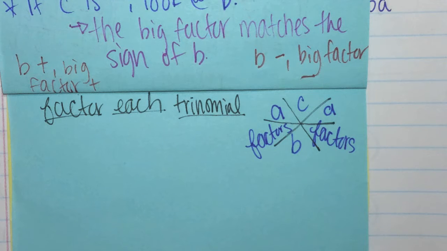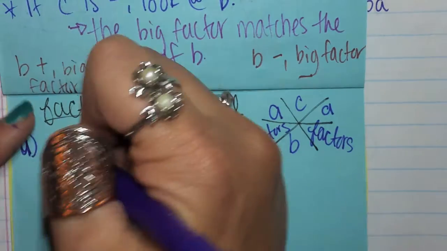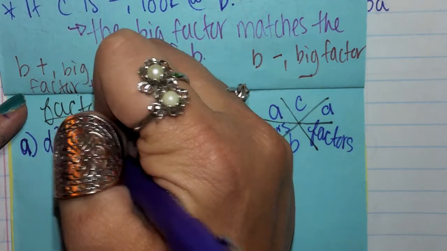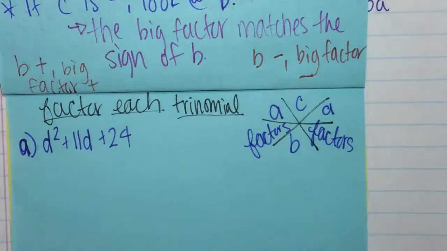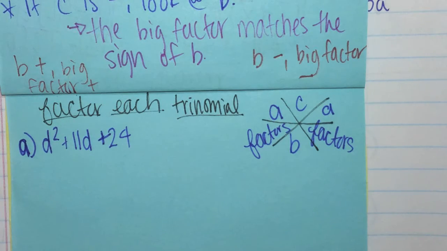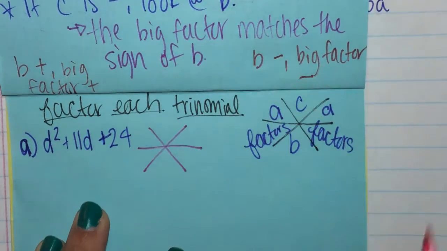All right, are we ready? Our first one that we're going to do together using the star method, problem A, is D squared plus 11D plus 24. Now, C is positive, so both signs match what? B. And B is? So both factors are going to be? Positive. Awesome. Look at us go. All right, everybody draw your star.